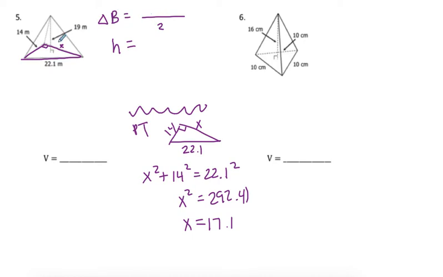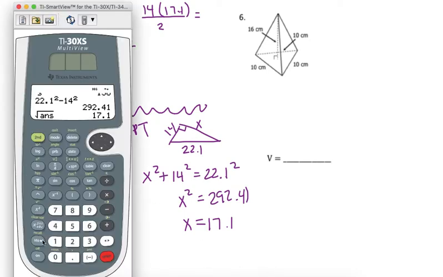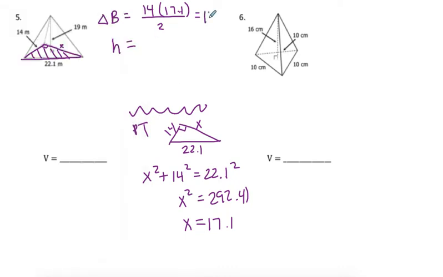All right, so we needed that height so that we could go base times height of our triangle to find the area of this base here. So 14 times 17.1, all over 2. So we get an area of that base of 119.7. And again, we had to use Pythagorean theorem to find the area. And the height now is 19. So once I have those two pieces, I can find the volume.